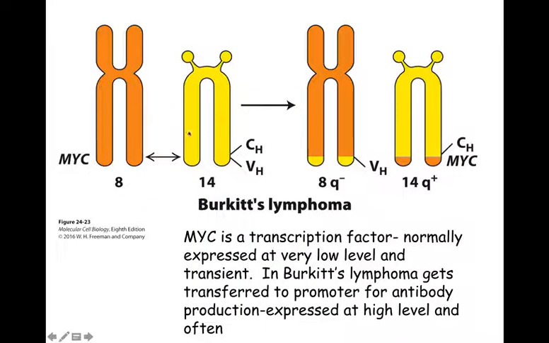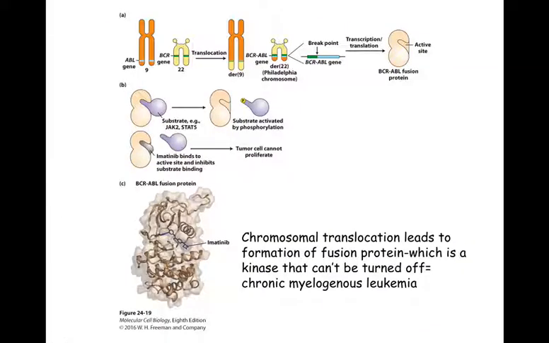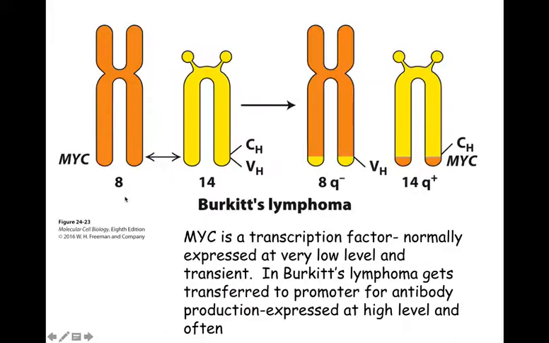Okay, here is another chromosomal translocation. The one I talked about here is between chromosome 9 and 22. Here's a different one, chromosome 8 and 14, switching off parts of their chromosomes. It results in a cancer called Burkitt's lymphoma.